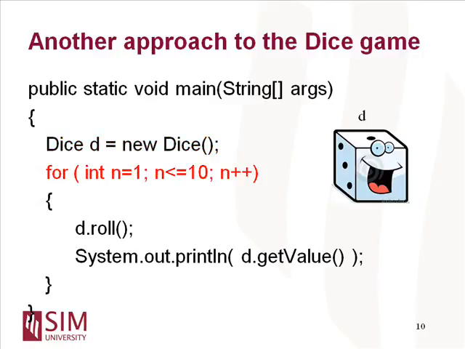Then there is the looping structure here, which is to be repeated for 10 times. Then next, the code says the dice object d that was created is being rolled by using the method d.roll. Next, the system will output the dice value by calling a method d.getValue. Can you see the code more clearly now?